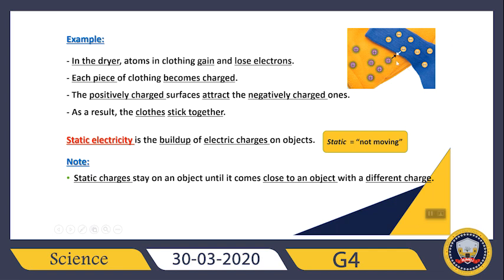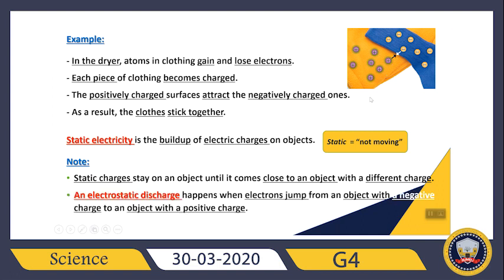When they come close to each other, something happens that is called electrostatic discharge. Again, an electrostatic discharge happens when the electrons jump from the object of a negative charge, like this socket, to an object with positive charge, like this t-shirt. Something happens between them called electrostatic discharge.